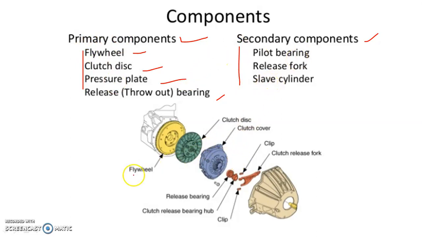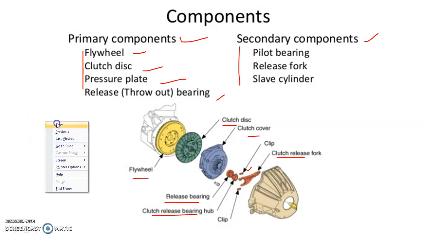So here you will see there is a flywheel, clutch disc at the center, clutch cover. After that there is a clip, release bearing. After that clutch release fork, clutch release bearing hub, and this way. These are the various components.